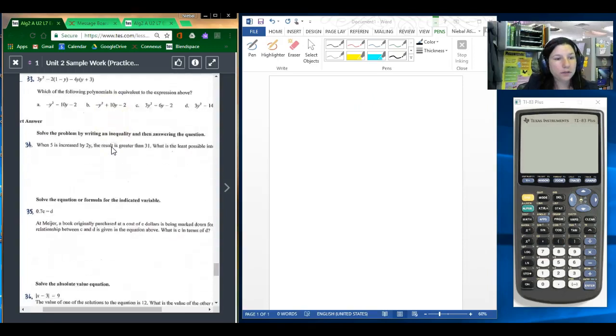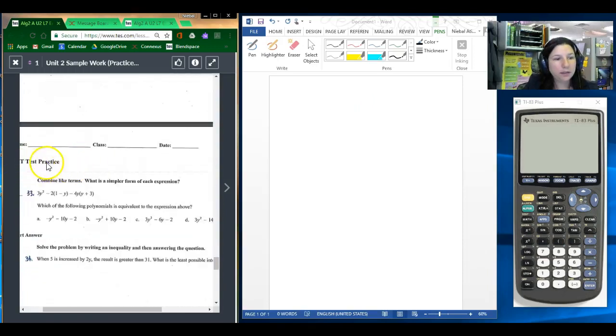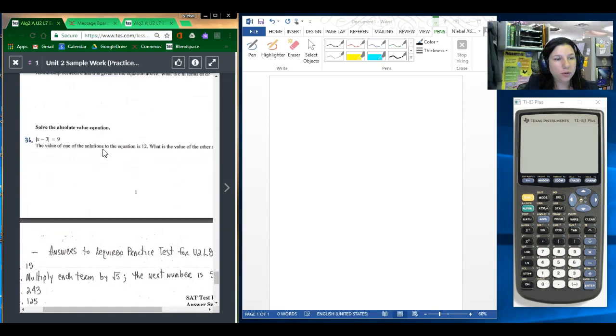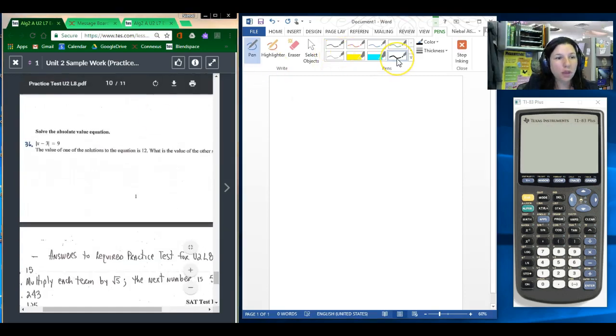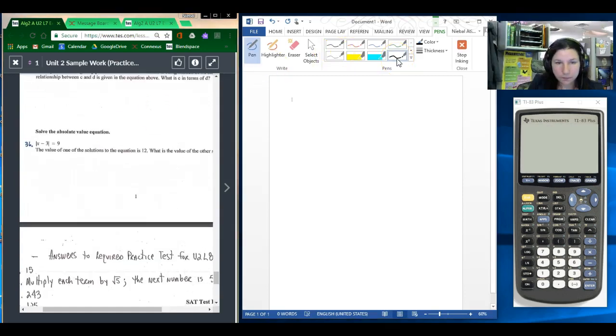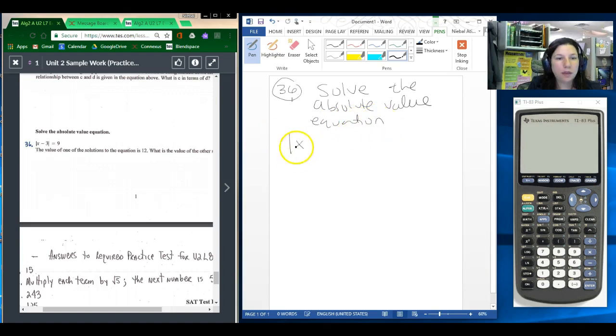Number 36, our last SAT practice that matches up with your Unit 2 material and skills. They want us to solve, so we're looking for the value of the variable, and we have an absolute value equation. All right, so we have the absolute value of x minus 3 equals 9.